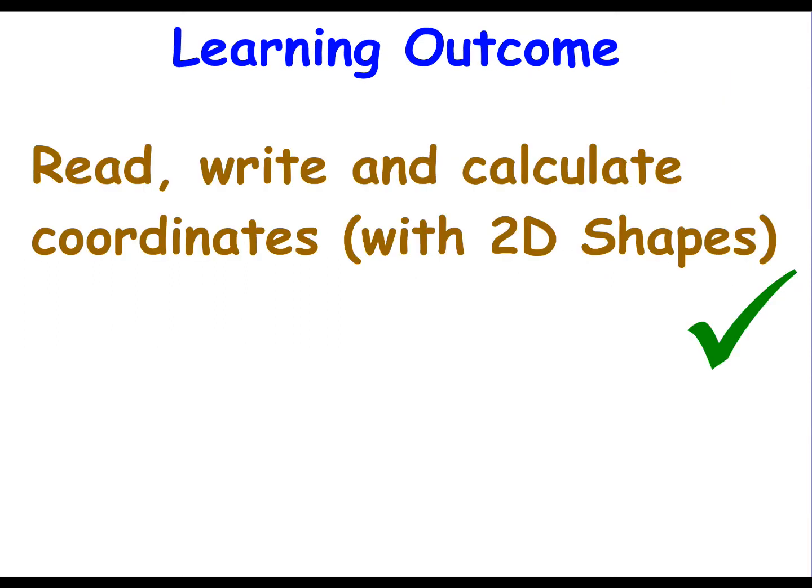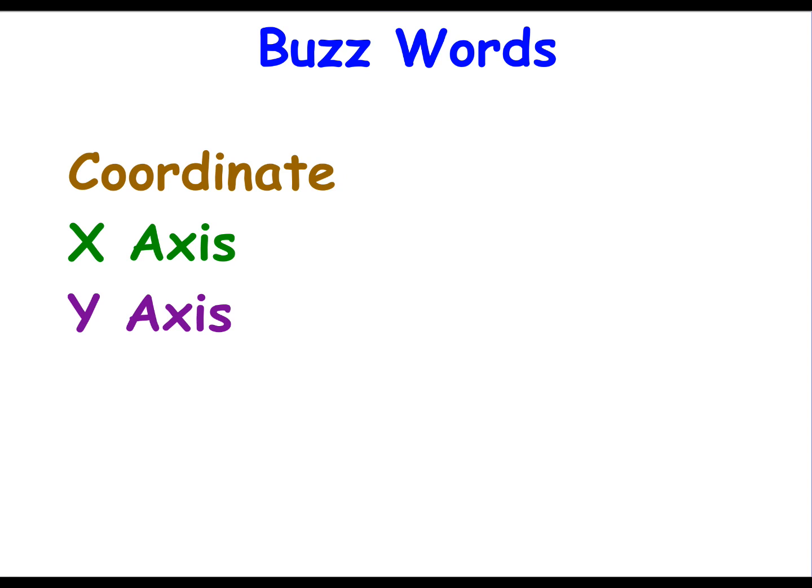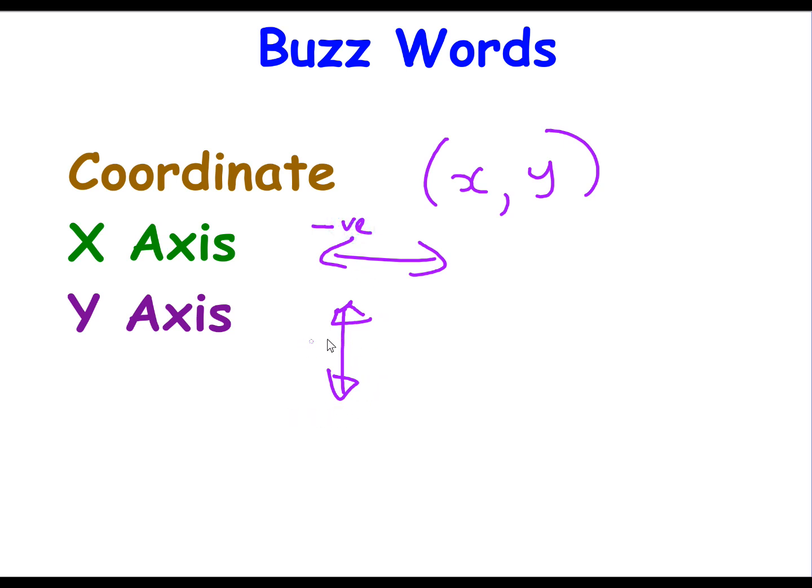And that completes the learning outcome to read, write, and calculate coordinates with 2-dimensional shapes. The buzzword for this lesson is coordinates. These are things that dictate the position of an object. The x-axis goes left to right on our grid, and the y-axis goes up and down. If it's left of 0, it's negative, and if it's below 0 on the y-axis, it is again a negative number.